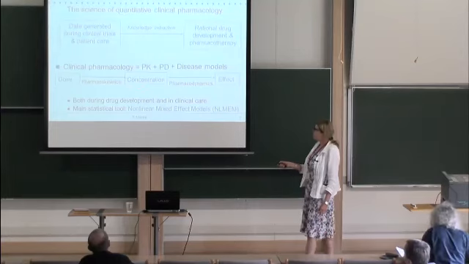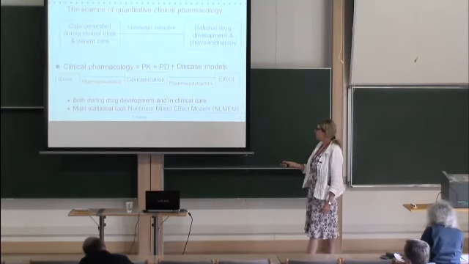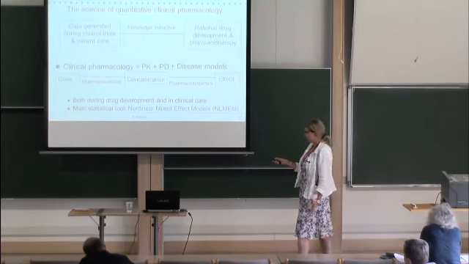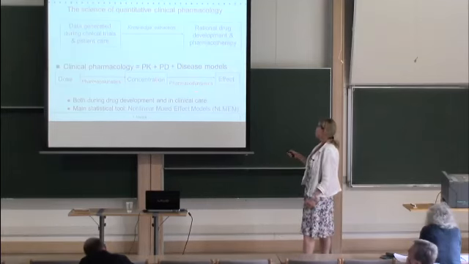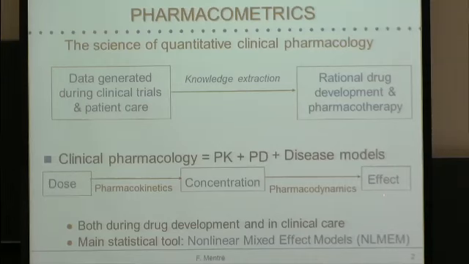And so pharmacokinetics, we've heard examples yesterday, is the relationship between dose and concentration, mainly in plasma. Pharmacodynamics is a relationship between concentration, mainly in plasma, and pharmacological effect or biomarker. And then, of course, you have now what we call disease models, and we've seen an example. These models or these techniques are applied both during drug development but also in clinical care. And the main statistical tool to analyze this data, which are mainly continuous measurements, not only but mainly continuous measurements, are nonlinear mixed effects models.